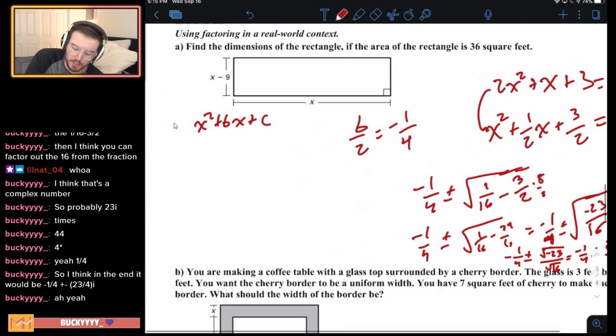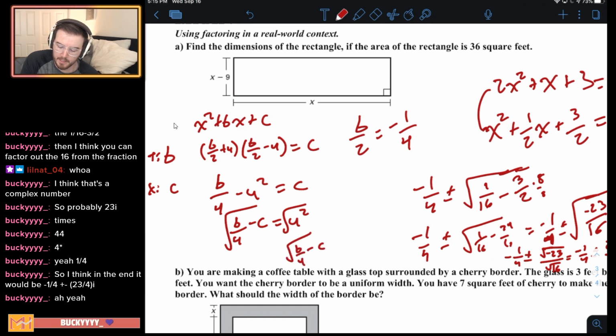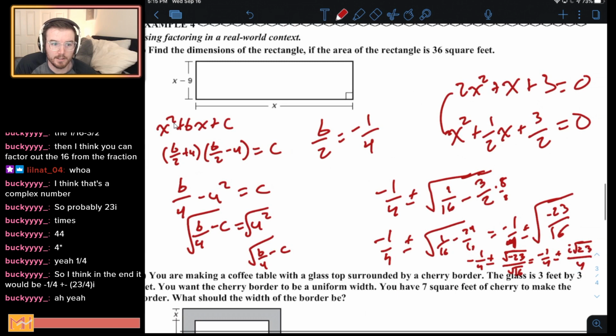So I think if I do what I've been doing, right, I take this, it needs to add to b and multiply to c. And this is b over 2 plus u, and this is b over 2 minus u, and that needs to equal c. So that's b over 4 minus u squared equals c. So b over 4 minus c equals u squared, which if I take the square root is b over 4 minus c.